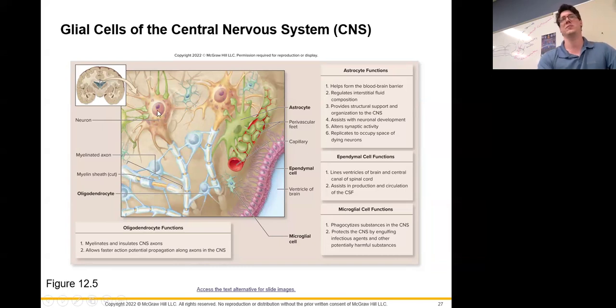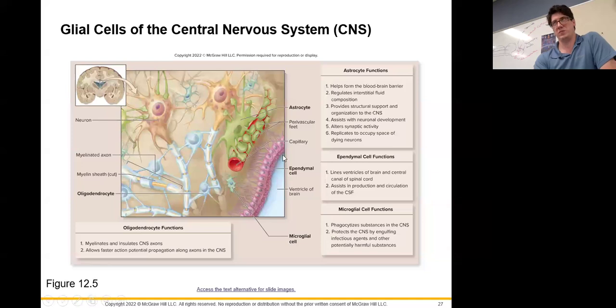We help maintain that particular chemical environment using these astrocytes, okay? Now, because these astrocytes are tying together things like cells and blood vessels and holding other cells in place with other cells, these are also very important for helping us maintain the structural integrity of the brain. So the astrocytes are very important.